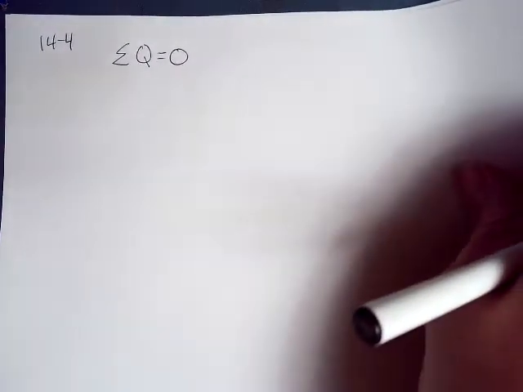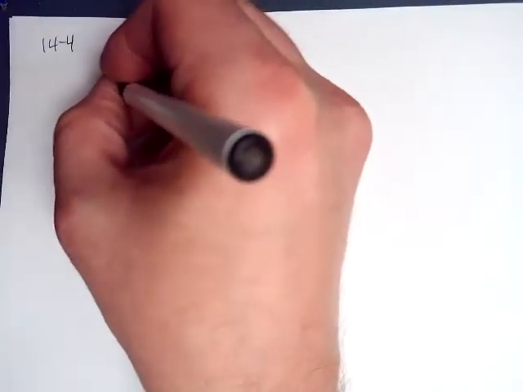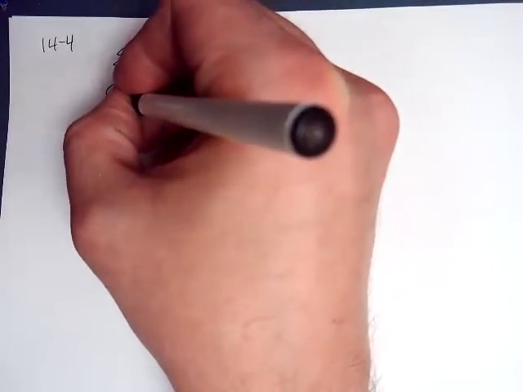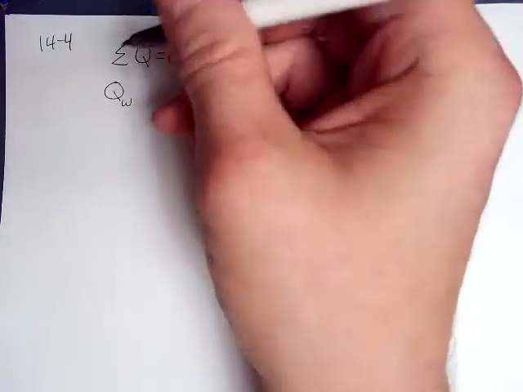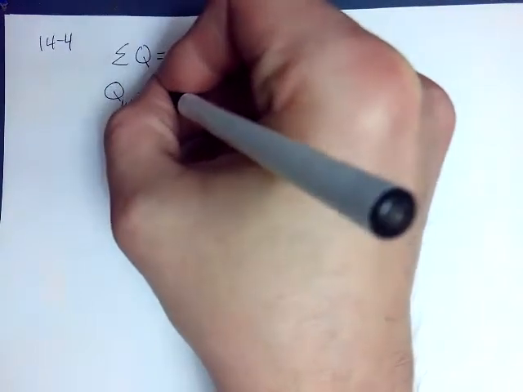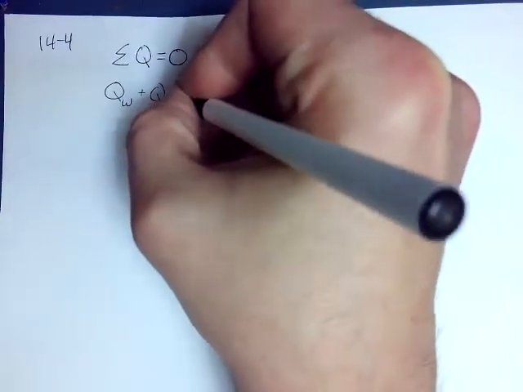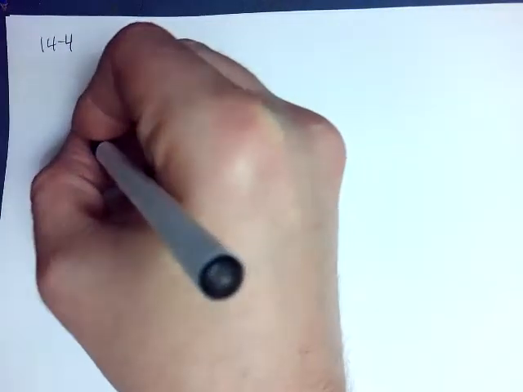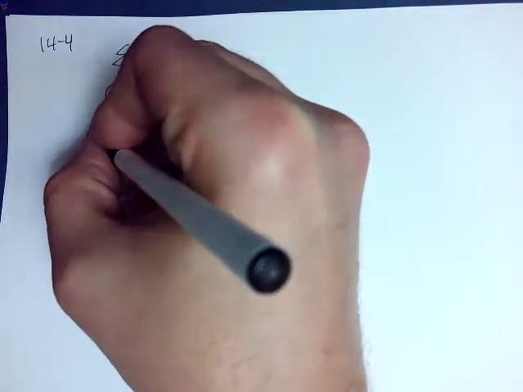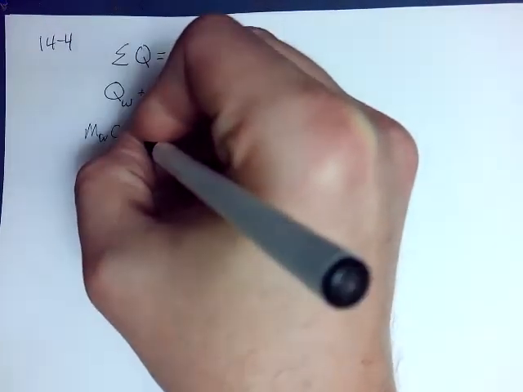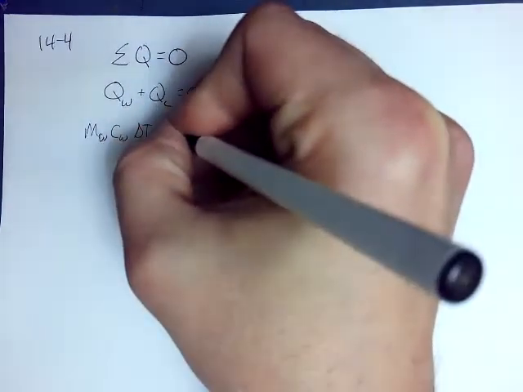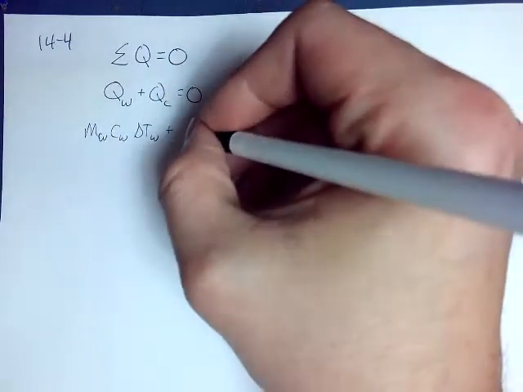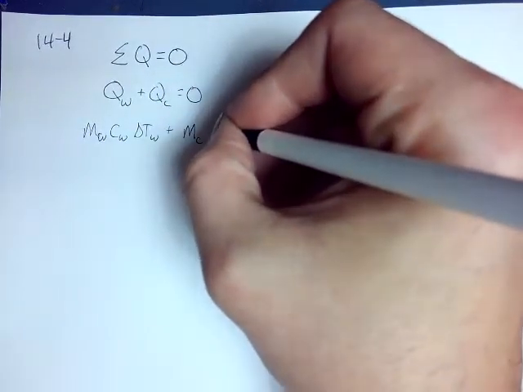Okay, so basically we can say Q, I'm just going to call the tea water from now on, plus the Q of the cup equals 0. m_W c_W delta T_W, plus the same thing for the cup.